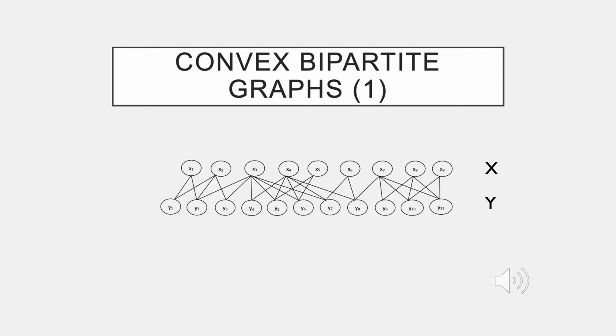Given the restrictive nature of the neighborhoods of vertices in X, we can represent the convex bipartite graph by just storing for each vertex x the first vertex of Y and the last vertex of Y in its neighborhood. We call those vertices left and right of x. For example, in the graph shown, left of X3 is Y2 and its right is Y7.